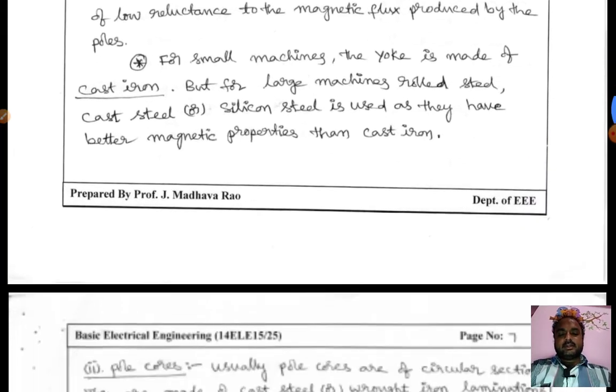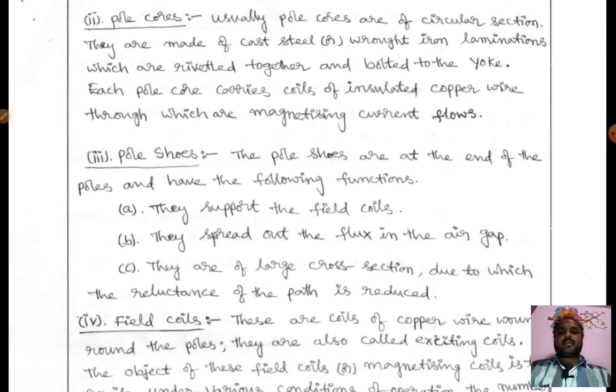So next one, we will see about pole cores. Usually pole cores are of circular section. They are made up of cast steel, and these are the laminations, which are riveted together and bolted to the yoke. Each pole core carries a coil of insulated copper wire through which the magnetizing current flows.